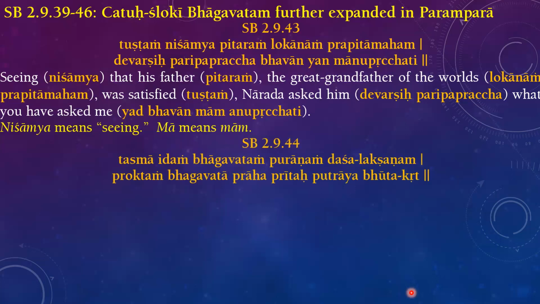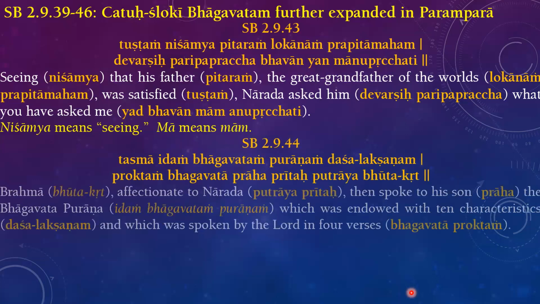Tasmaidam Bhagavatam Puranam Dasalakshanam Proktam Bhagavata Praha Prita Putraya Bhutakrit. Brahma, affectionate to Narada, then spoke to his son the Bhagavata Purana, which was endowed with 10 characteristics and which was spoken by the Lord in 4 verses. Then, being requested by Narada, Lord Brahma spoke a scripture known as Bhagavata Purana consisting of 10 characteristics, which was actually originally spoken by the Lord unto him in 4 verses.